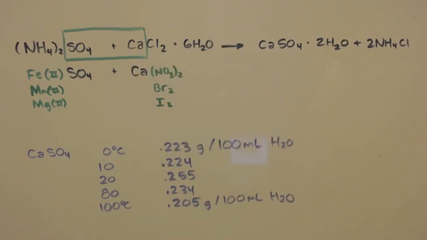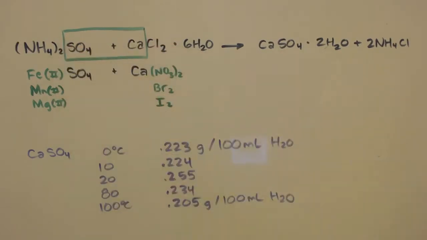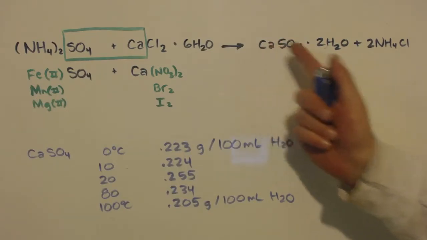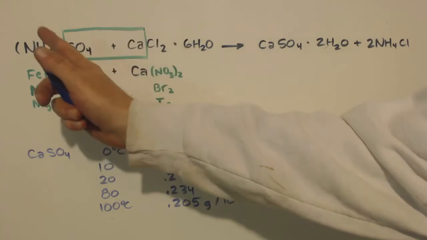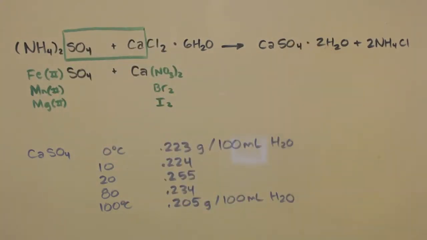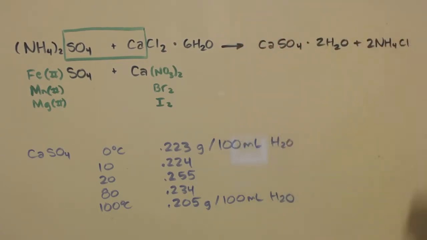It was just so we can do this reaction and talk about this reaction. Now when you add these two together, this will be soluble in water, that will be soluble in water. You mix the two aqueous things together, and you get all these ions: calcium, chloride, ammonium ions, sulfate ions. Calcium sulfate is not very soluble, so it's going to precipitate out.